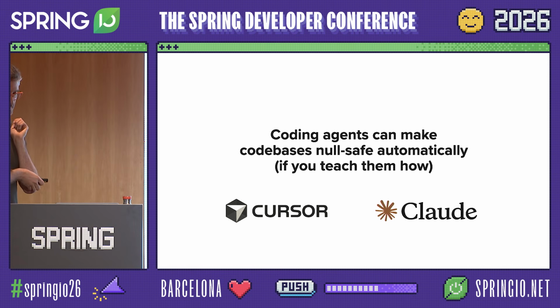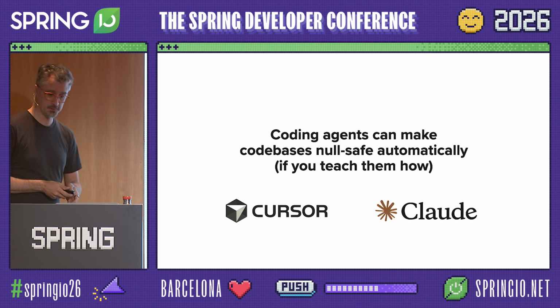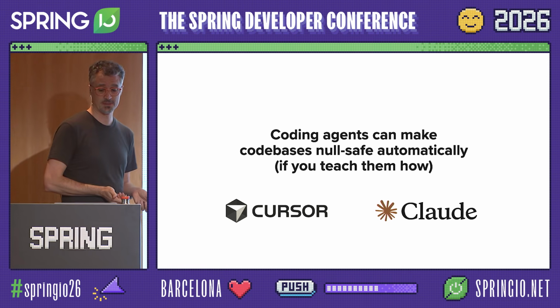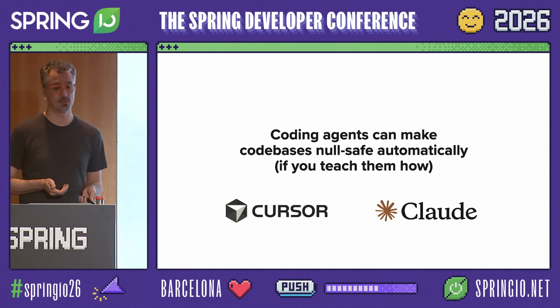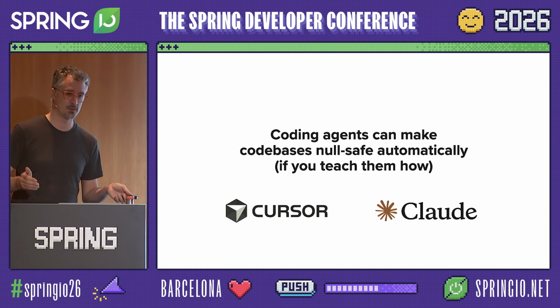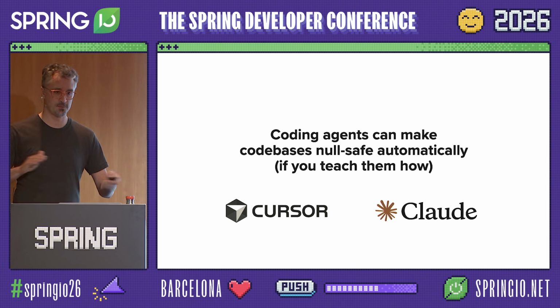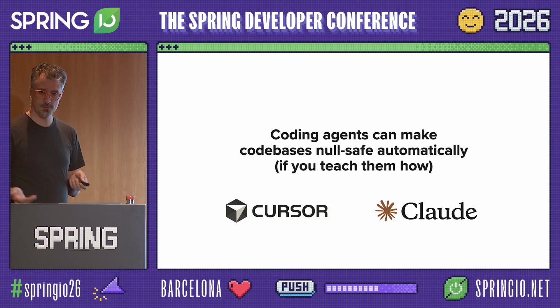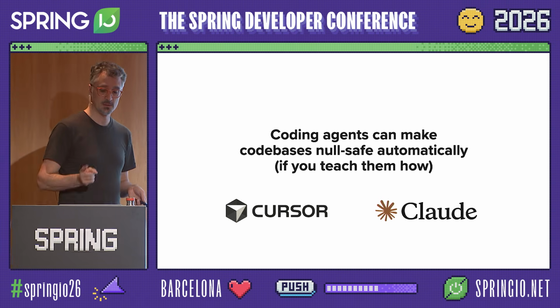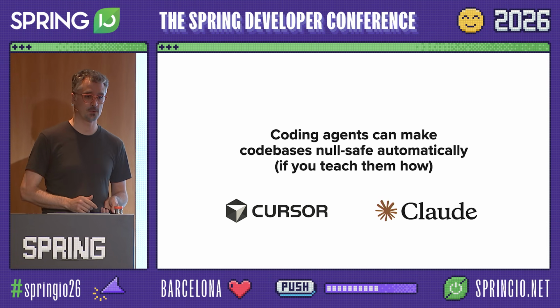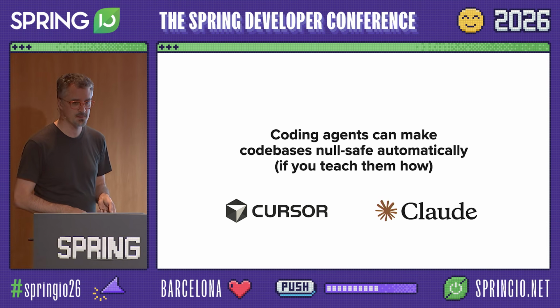The good news is that we have recently learned that coding agents can make a codebase null-safe automatically. Of course, as a human, you are responsible for your code. You need to review and own what you produce, even with crazy tools like that. But still, it's possible, but you need to teach them how. And I'm going to share some secret recipes with you today.